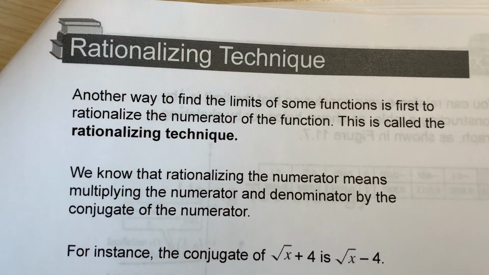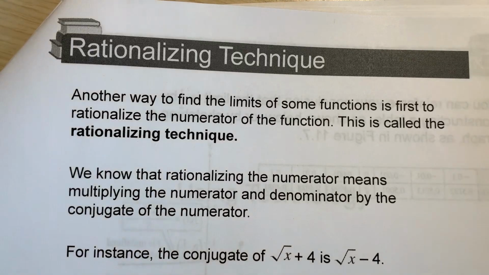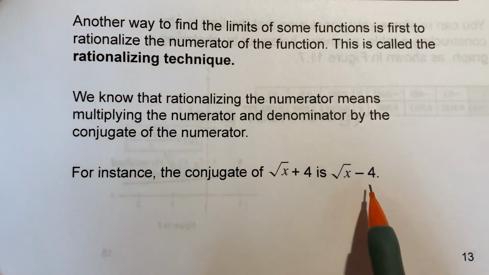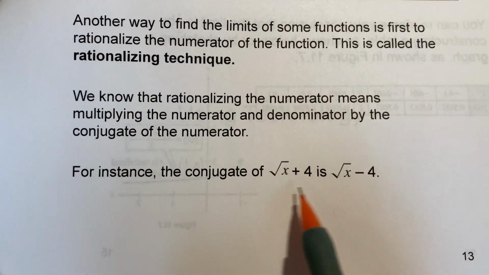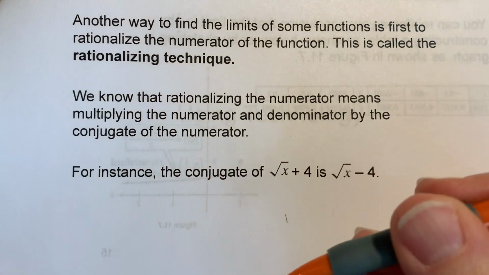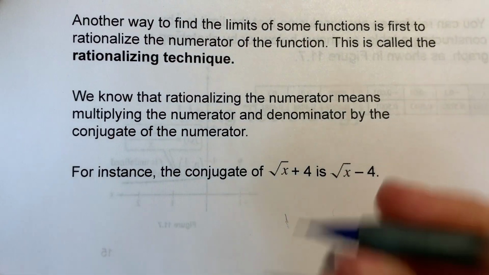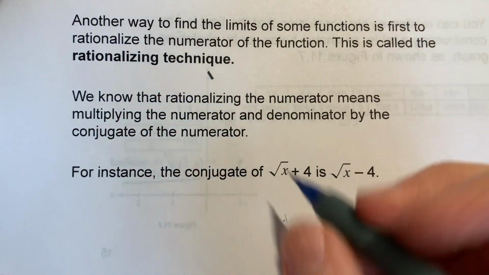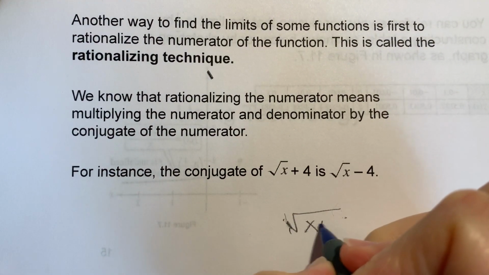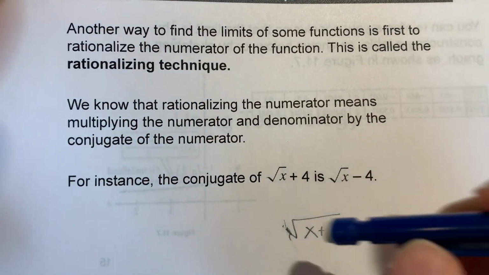So the next one is called the rationalizing technique, another common technique for evaluating limits. This is what you're going to see in your equations. You're going to see some square roots, and you might even have more than just an x under that square root. You might have something like this, x plus 1, and then maybe something added onto the end.